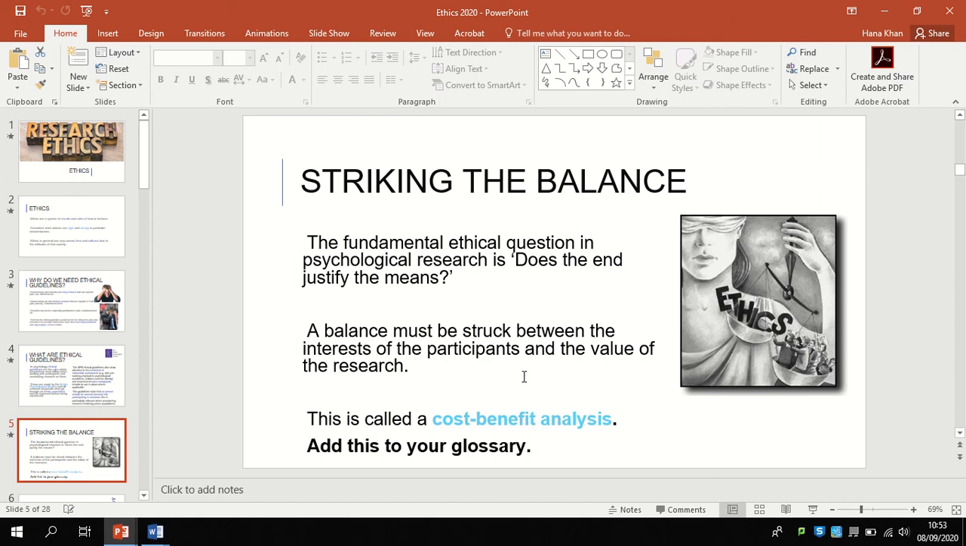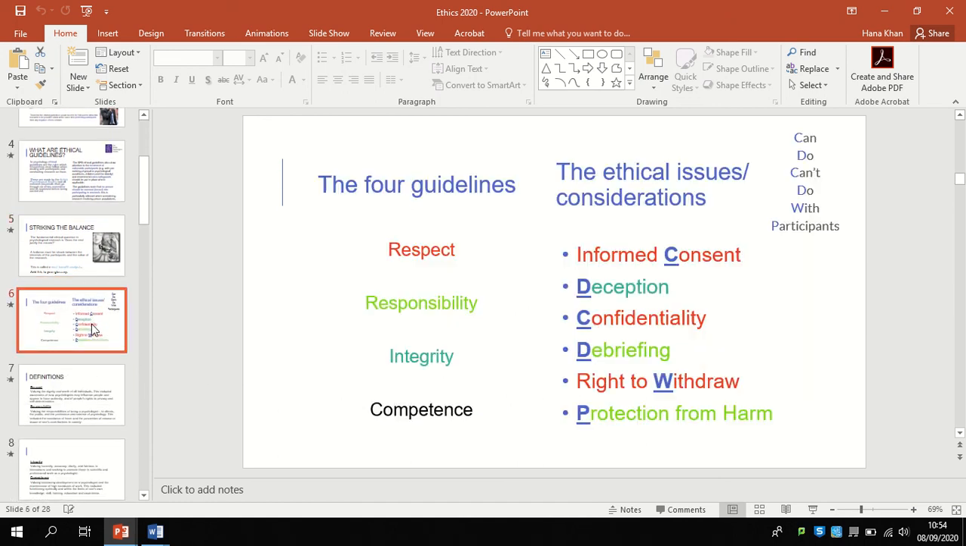So a cost-benefit analysis is whether or not a balance is struck between the interests of the participants and the value of the research. So you're thinking of the pros and cons of how you should treat your participants and whether that will benefit the research in any way.